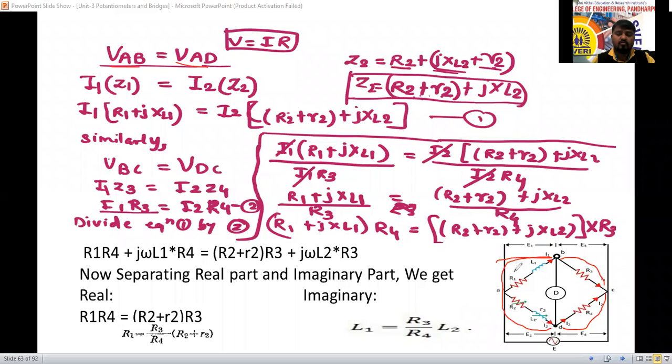According to Ohm's law, we have used resistance here. But for the AC circuit, a combination of resistance and inductance, can I replace this resistance by the impedance Z1? Yes, sir. So VAB is nothing but, where the current I1 is flowing, with impedance Z1, VAB equal to I1 Z1, and VAD equal to I2 Z2.